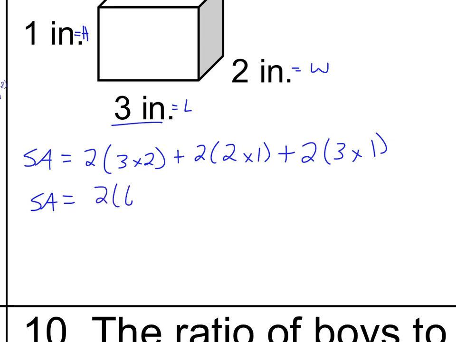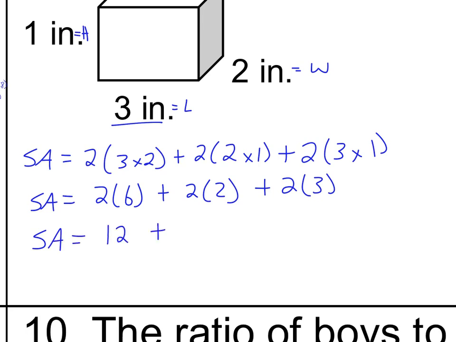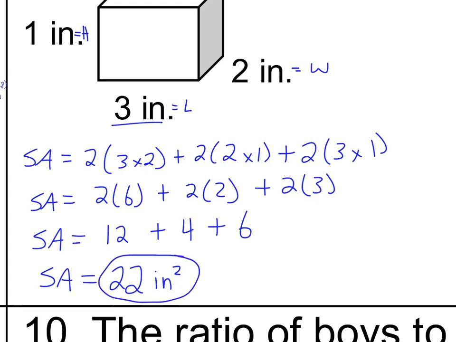So it's 2 sets of 6 plus 2 sets of 2 plus 2 sets of 3. Now we can go to the second to last part. 2 sets of 6 is 12. 2 sets of 2 is 4. 2 sets of 3 is 6. And so now we just add those together. 12 plus 4 is 16, plus 6 is going to be 22. And then our label is going to be inches squared, because again, it's just a bunch of areas combined, so the total surface area is still the same measurement unit.